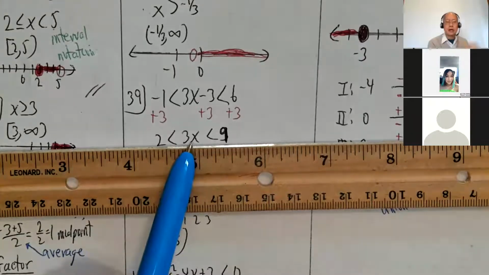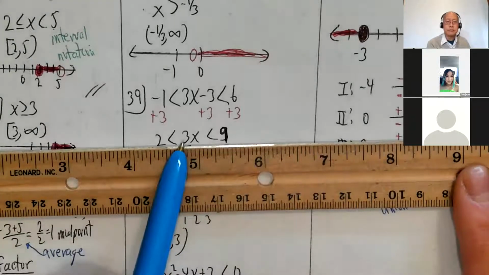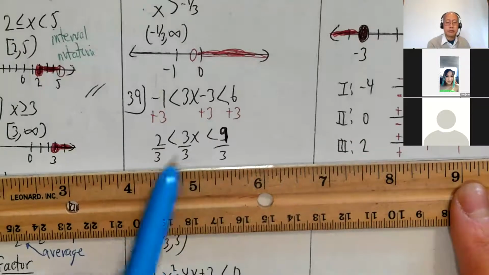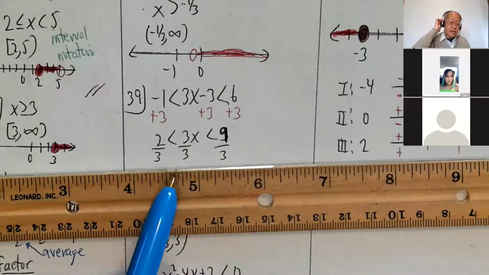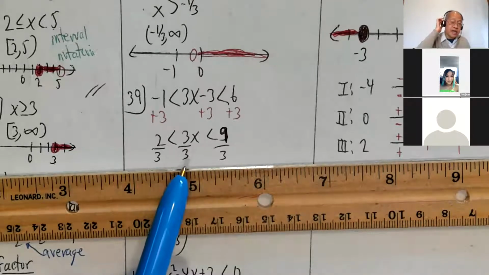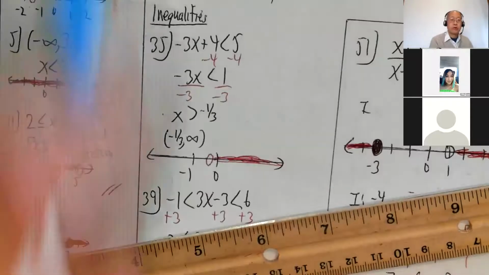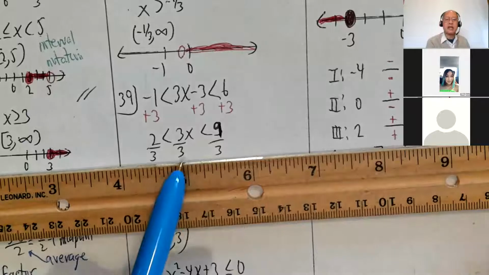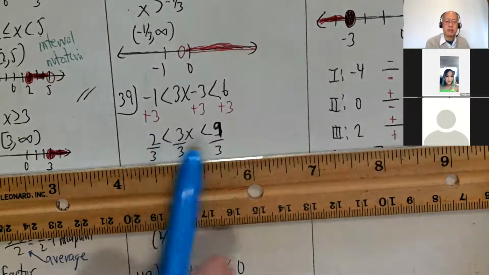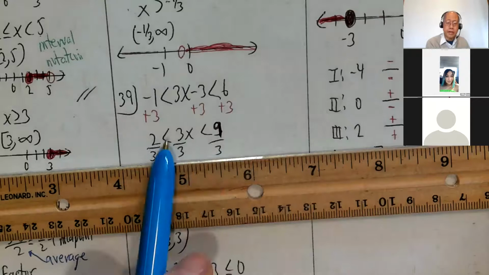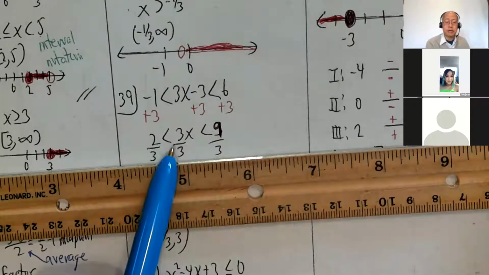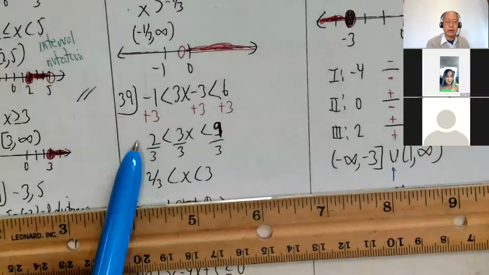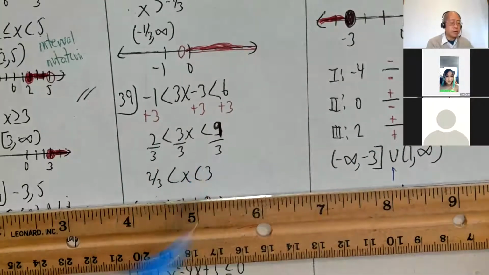Okay, I need to isolate the x. How do I get rid of the 3? Divide by 3, all 3 of them. Now, this time I'm dividing by a positive. Over here, I divided by negative, right? If I divide by a positive, do I have to change the inequality symbol? No, I don't. So it stays less than, less than. Okay, so the middle is just going to be 1x, which is x. 2 divided by 3 is 2/3. 9 divided by 3 is 3.